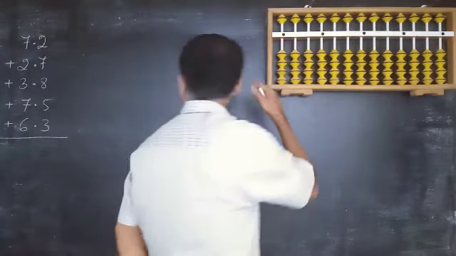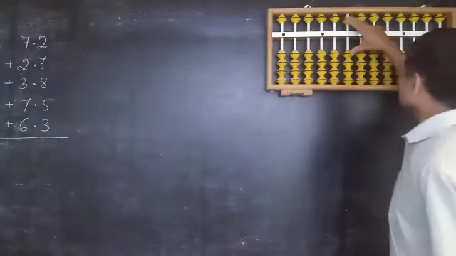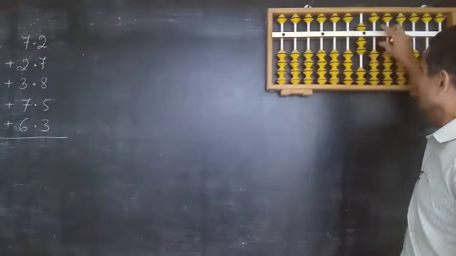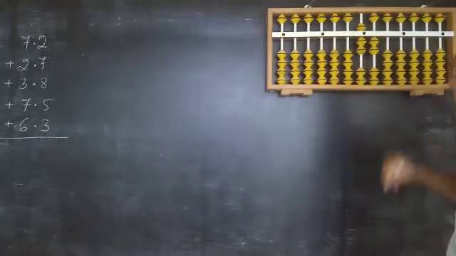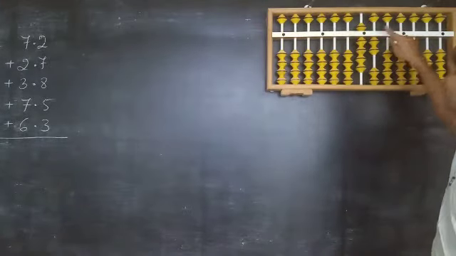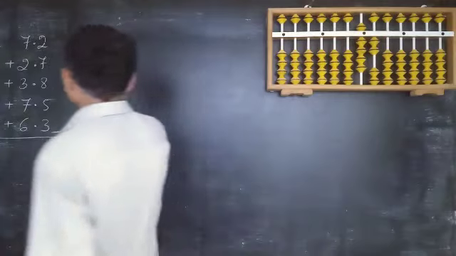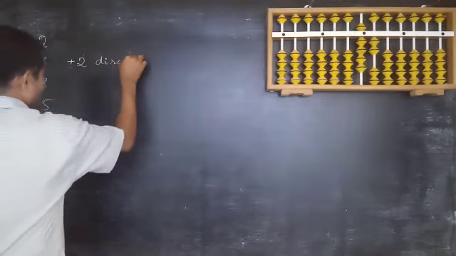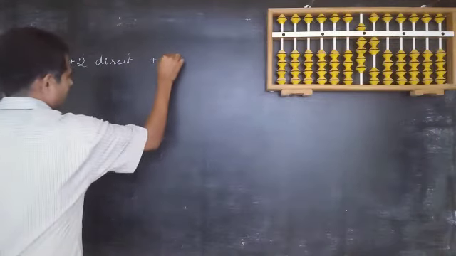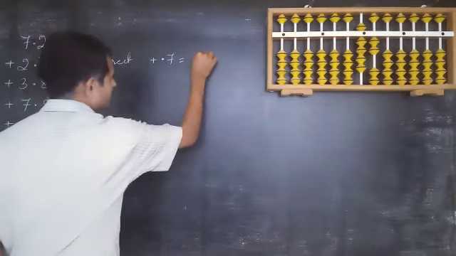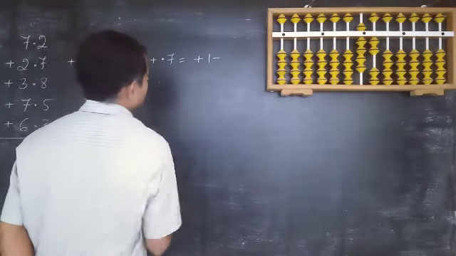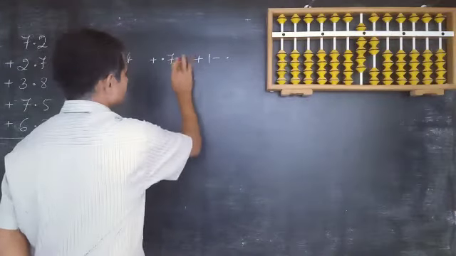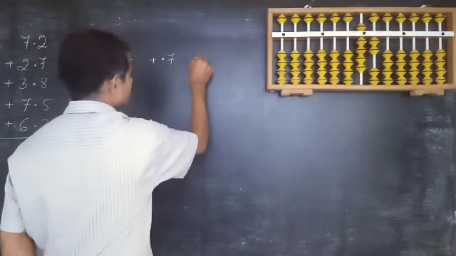Okay. Now 7.2. 7.2 plus 2.7, plus 2 direct, plus 0.7, plus 2 direct, plus 0.7 is equals to plus 1 minus 0.3. Plus 7, plus 0.7 is also direct.